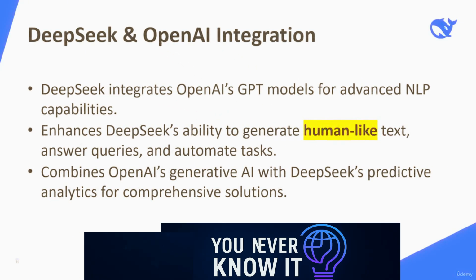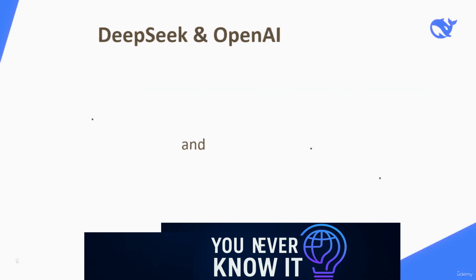DeepSeek and OpenAI integration. DeepSeek integrates OpenAI's GPT models for advanced NLP capabilities. This enhances DeepSeek's ability to generate human-like text, provide solutions, answer queries and automate tasks. It combines OpenAI's generative AI with DeepSeek's predictive analytics for comprehensive solutions.